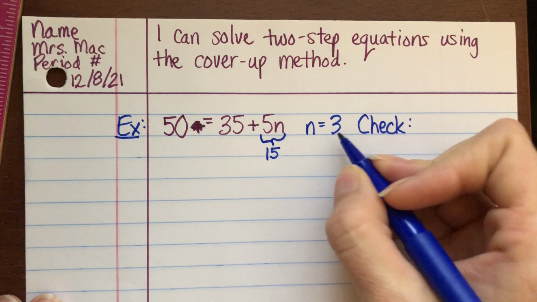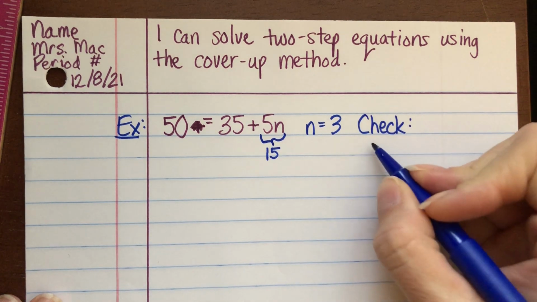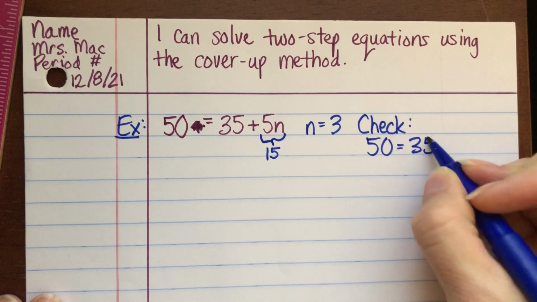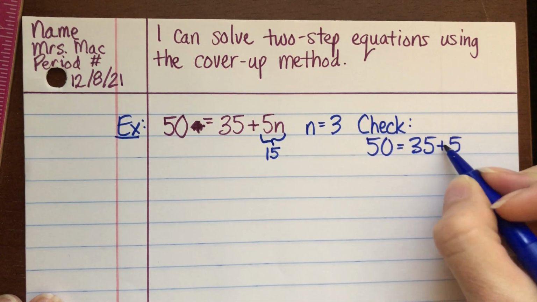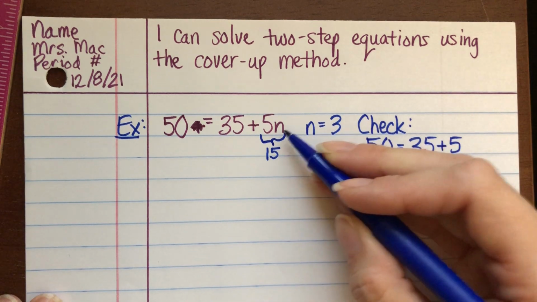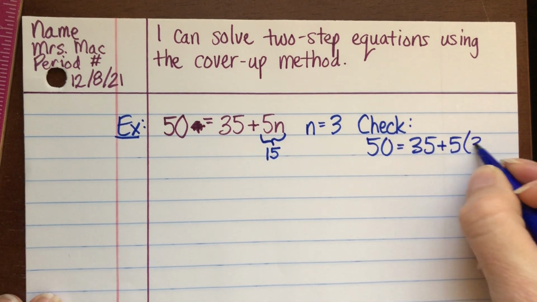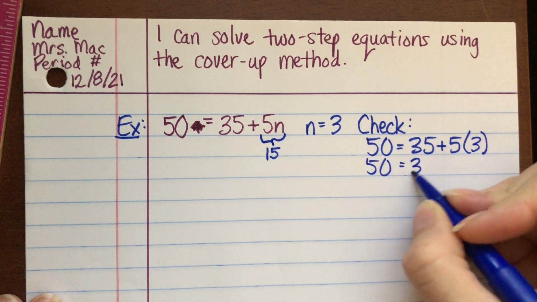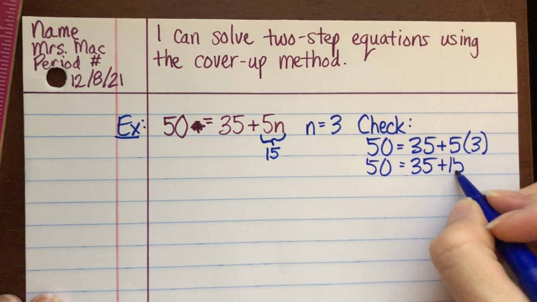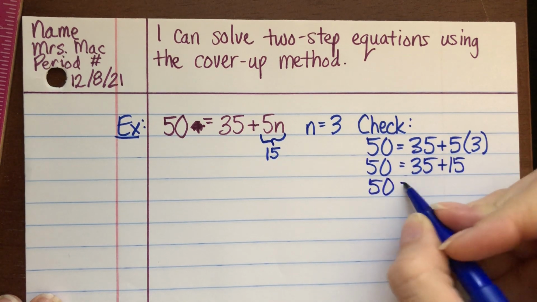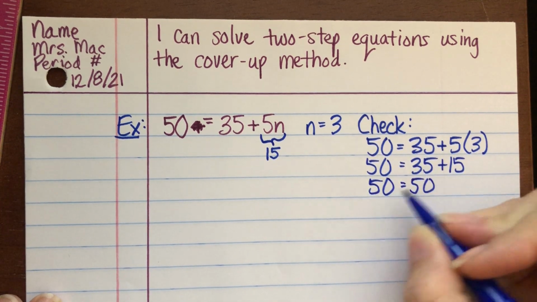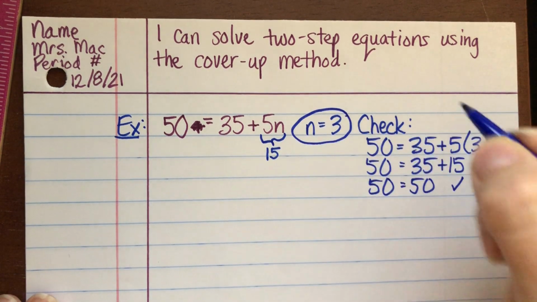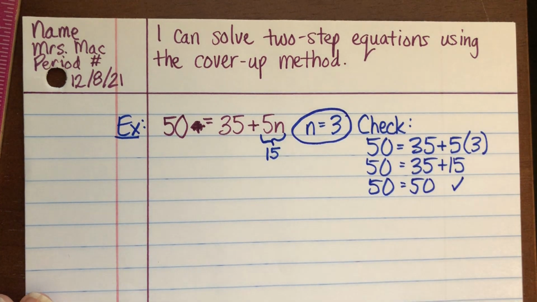So I'm saying that n is 3. I'm going to write out my equation just like it was, except instead of n right here, I'm going to put 3, because that's what I think n is. Then I'm going to simplify completely, and say, oh yeah, 50 is equal to 50. So this is the correct answer. I have just checked it and I know for sure that it is.